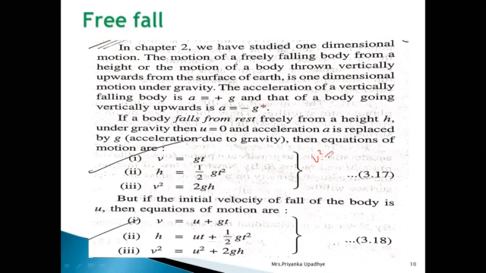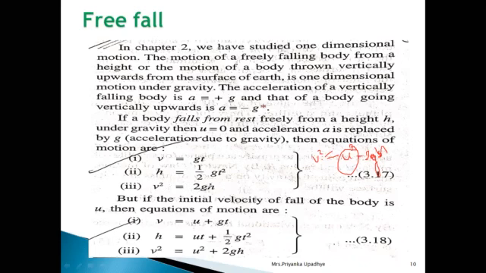Okay, the third one we have is v square is equal to u square plus 2as. So here what happens? This u square will become 0, this a will become g, s will become h. So therefore it will become v square is equal to 2gh.